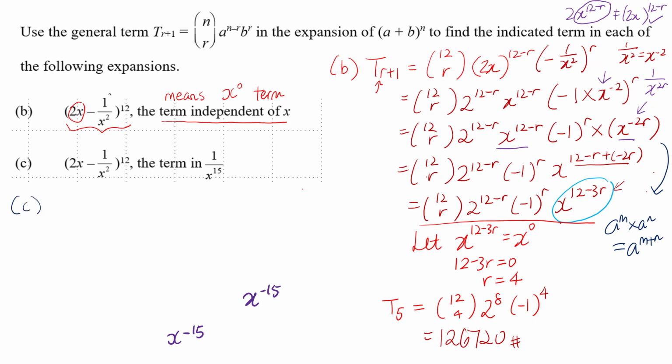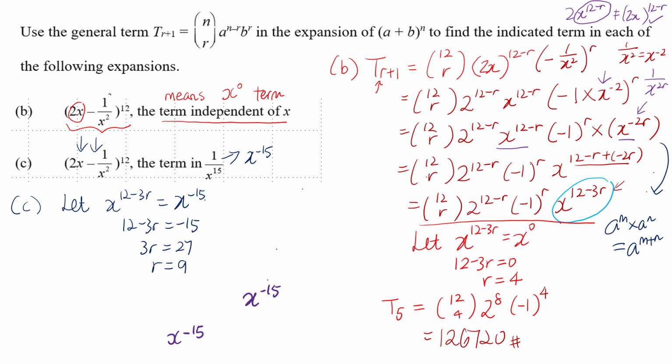So for part C, we can just use the general term we found in part B because the expansion given is the same. Right, so we can let x to the power of 12 minus 3r equal 1 over x to the power of 15. Of course, you can't do a comparison like that, so we need to change this to x to the power negative 15. So 12 minus 3r would be negative 15. 3r would be 27. r equals 9.